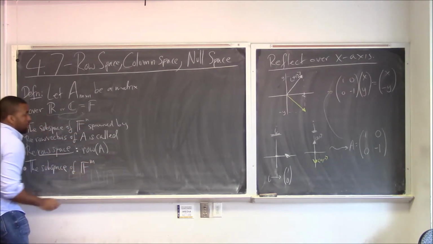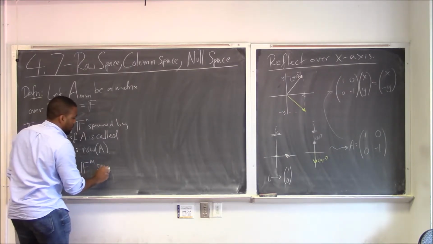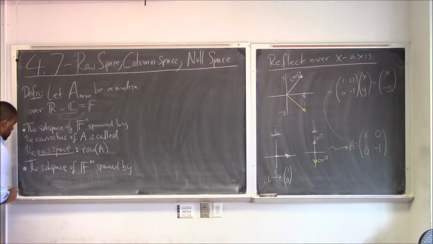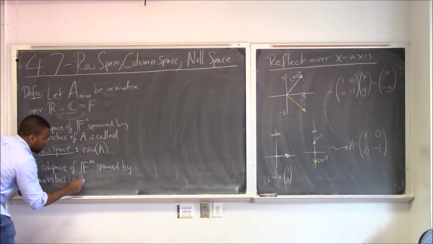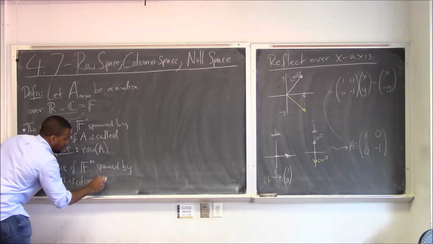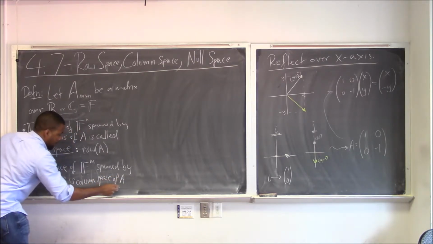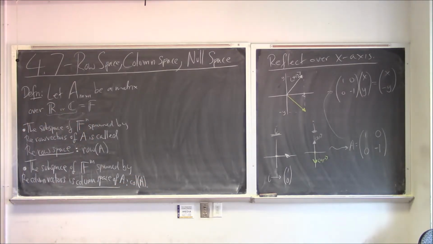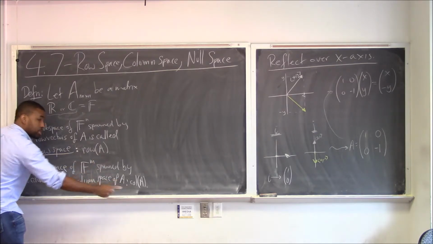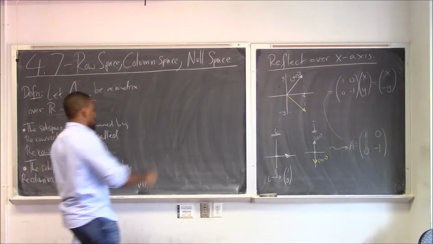2. The subspace of Fm spanned by the column vectors is the column space of A. That's col A. So that represents a space. And because these spaces are spanned, it means we're talking about all possible linear combinations that you can get from the row vectors or the column vectors. So these guys are subspaces in their own right. They are vector spaces on their own.